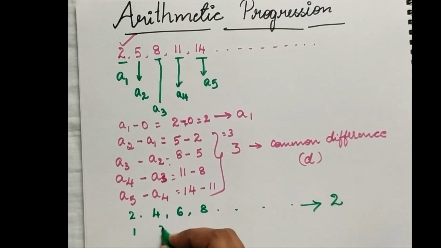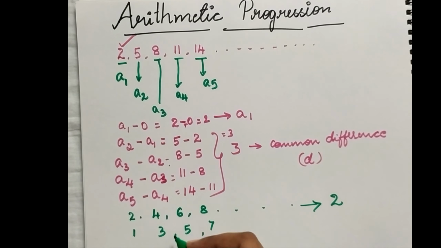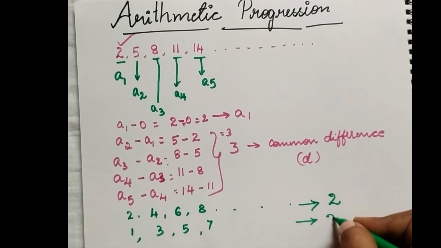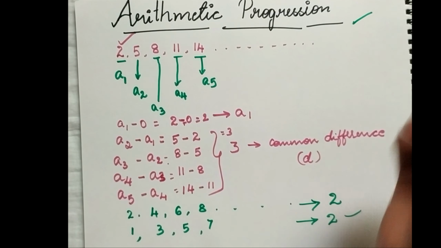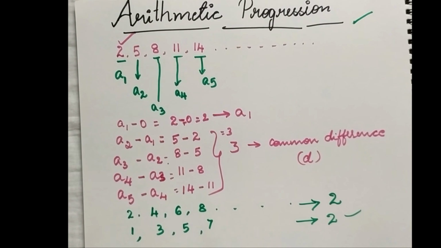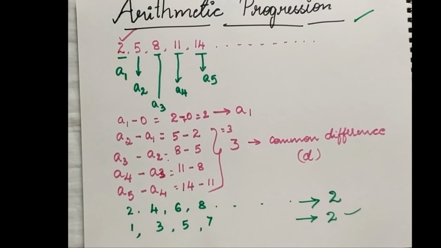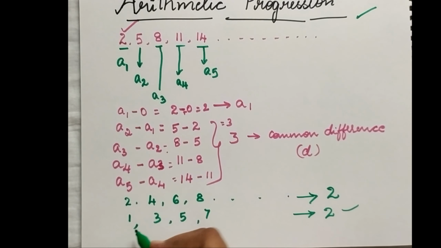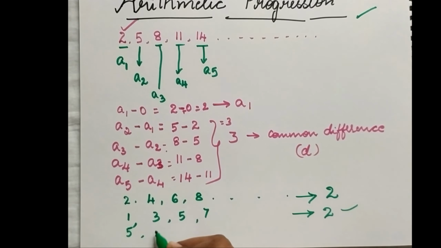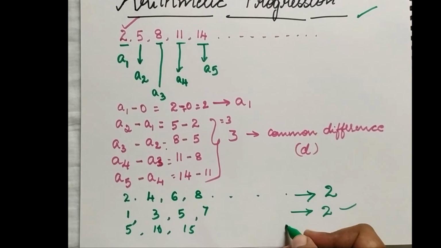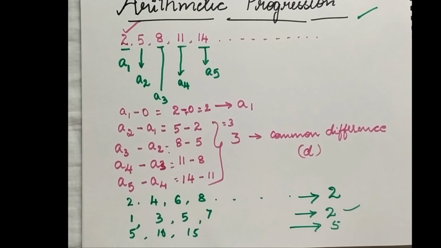Odd numbers 1, 3, 5, 7. When I find the common difference, again it is 2. It is also an arithmetic progression. It may also be the multiples of any number, like 5. If I consider multiples of 5: 5, 10, 15, again the common difference is 5, which is an arithmetic progression. The sequences which have the same common difference are said to be in arithmetic progression.